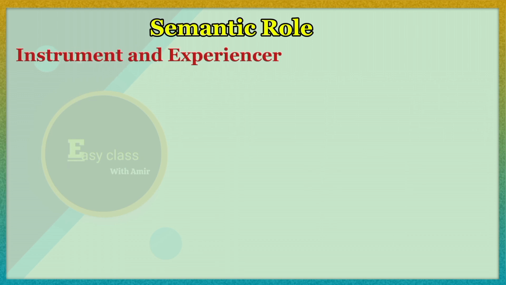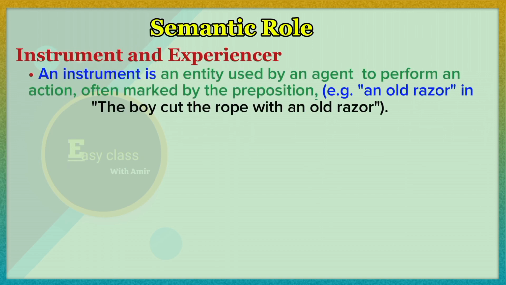Instrument and experiencer. Instrument is the semantic role of the noun phrase identifying the entity that is used to perform the action of the verb. For example, the razor in "the boy cut the rope with a razor." Note that the preposition with is often a clue that the following noun phrase has the role of instrument in English.